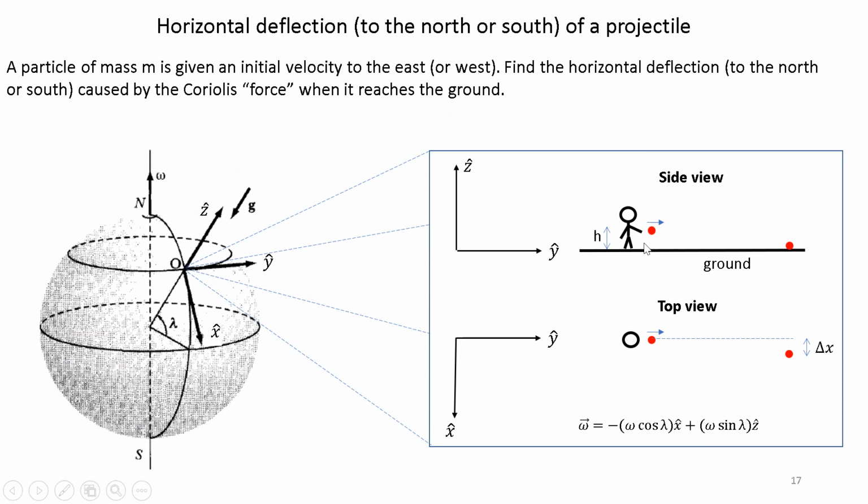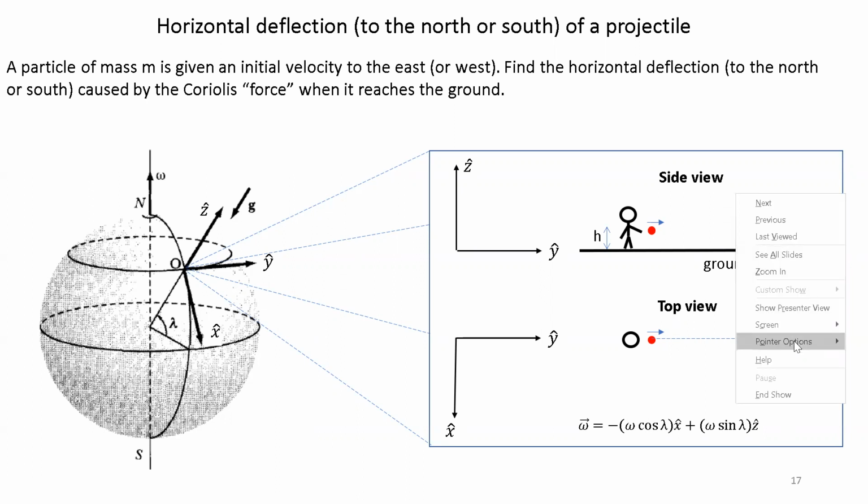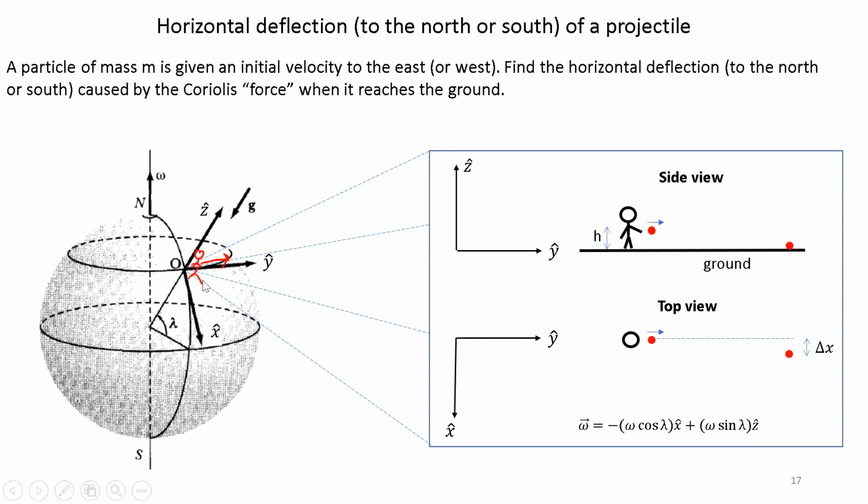So this time the experiment is as follows. This person is trying to throw the ball, just horizontally forward, like this. If I'm going to draw the person, it's like this. So the person throws the ball to this side horizontally, so to the east, in this picture.